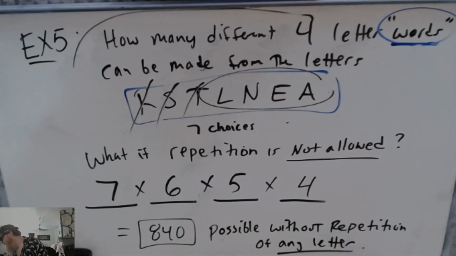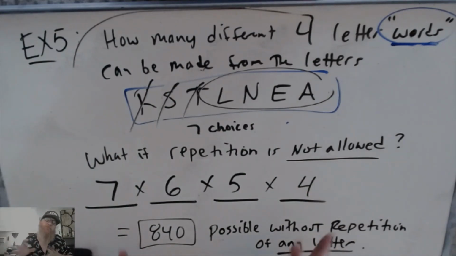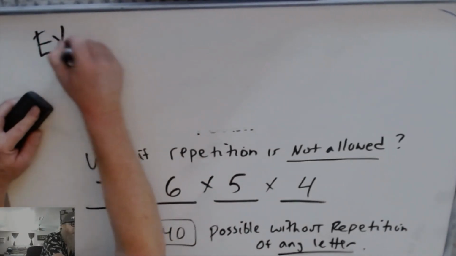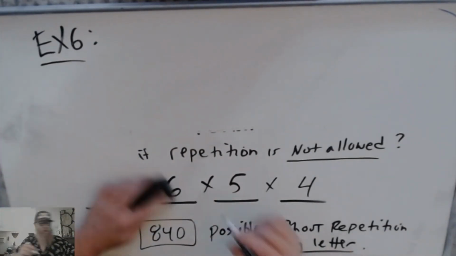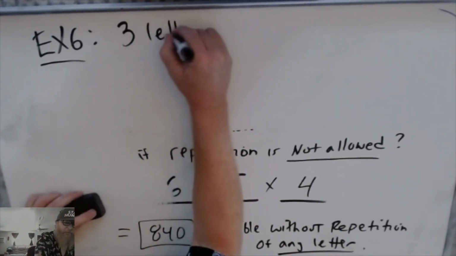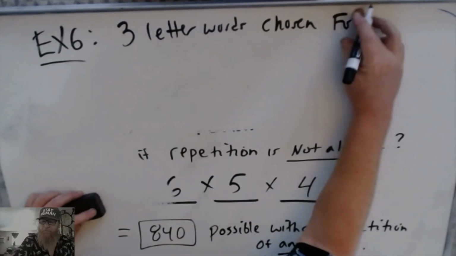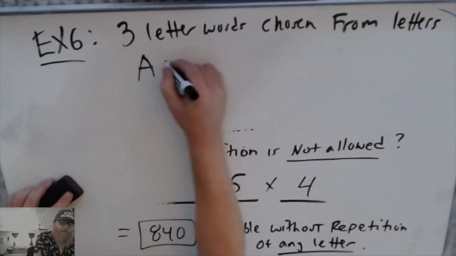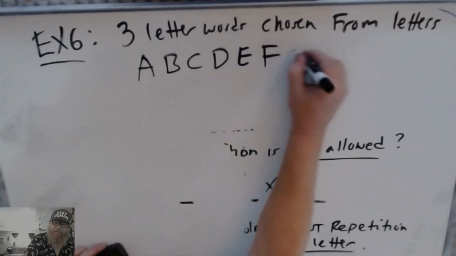Sometimes we like to invoke more restrictions on the creation of words to try to get a little bit more like English, where you actually have some rules to how you can create a word. So suppose you want to make 3-letter words chosen from the letters A, B, C, D, E, F, and G.